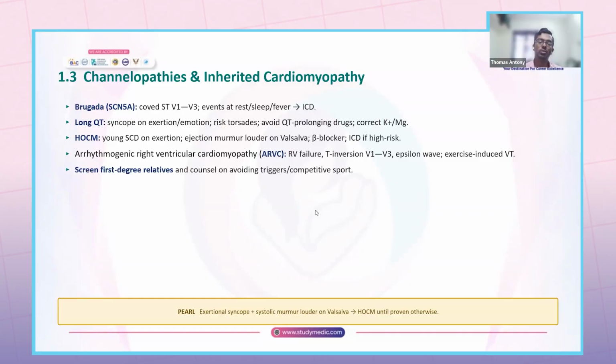So most of these channelopathies have exertion as a trigger. For example, I'll give you an example. A young male who has syncope while swimming or exercising, and on ECG has a prolonged QT. So what do you suspect? Possibly this patient might be having long QT syndrome. Okay.